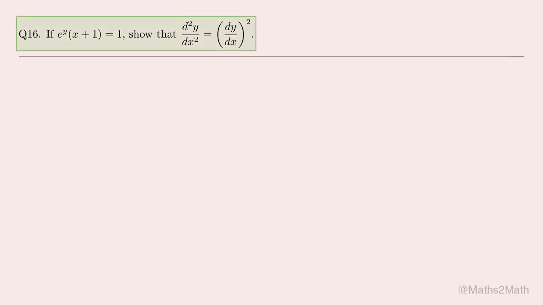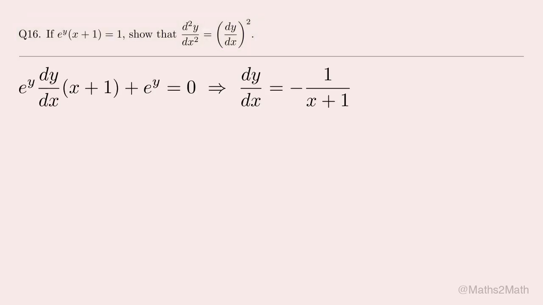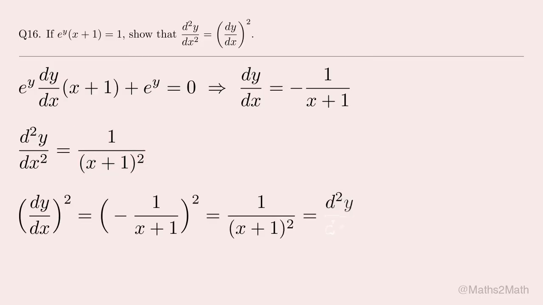Question 16. An implicit exponential relation with a striking conclusion. The second derivative equals the square of the first. Differentiate the relation, solve for the first derivative, then differentiate once more. Differentiate the product. E to the y times its derivative times x plus 1 plus e to the y. Differentiate that, plus 1 over the square. And the square of the first derivative is the same expression. Done.